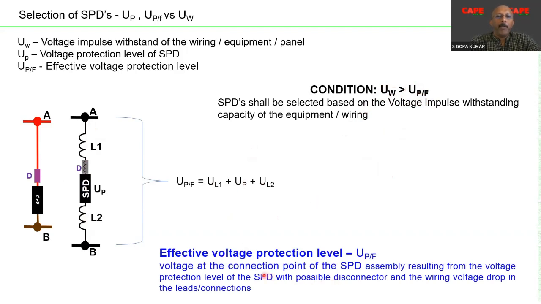The definition of effective protection level is the voltage at the connection point of the SPD assembly resulting from the voltage protection level of the SPD with possible disconnector and the wiring voltage drop in the lead connections. So that means the actual voltage which is going to stress your equipment between the point A and B. This is actually a very important point when you select and install an SPD.